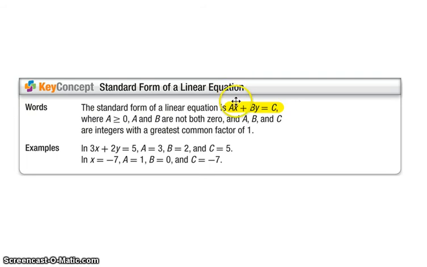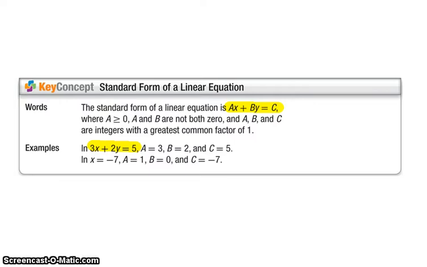So what we're looking at is we have to have our x and our y on the same side. C has to be on the other side. And a has to be greater than 0, and it has to be an integer. So we're going to have to do some rearranging and some multiplying to get things written in standard form correctly. For example, this is an example of an equation written in standard form: 3x plus 2y equals 5, where a is 3, b is 2, and c is equal to 5.